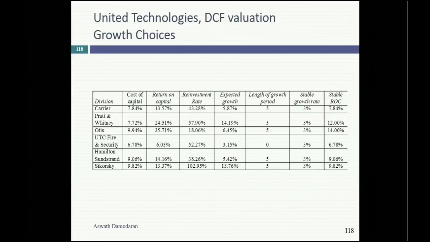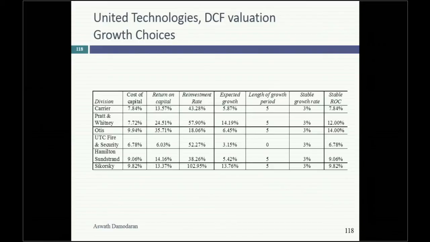So here's what my final numbers are going to look like. There's my cost of capital, my return on capital from the previous page and the reinvestment rate, the expected growth that I'm going to attach to each business, at least for the near term. Beyond 5 years, I'm going to put them into stable growth. And one business I've already put into stable growth because the growth rate was low enough.